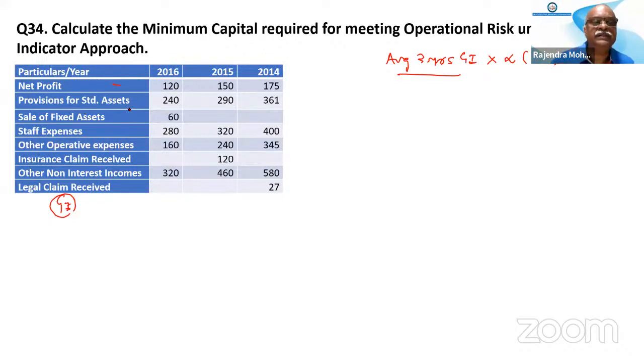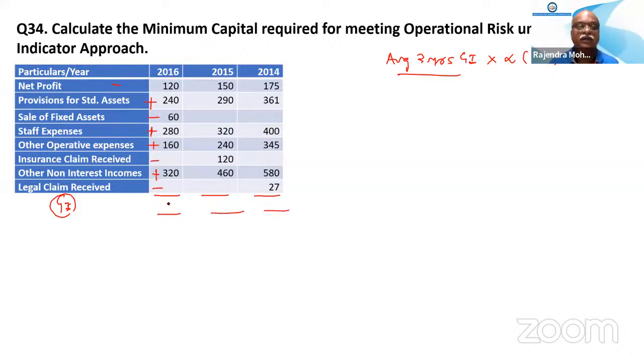Provisions have to be added to or deducted from net profit? Added. Sale of fixed asset? Deducted. Staff expenses? Added, because these are operating expenses. Other operating expenses, again, have to be added. Insurance claim received? Deducted. Other non-interest incomes? Added. Non-interest income is added. Legal claim received? Deducted. So you can write this plus or minus and work out the gross income. The 3 years' gross income you can find by adding with this plus or minus.